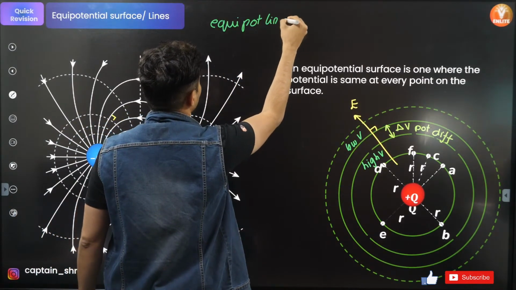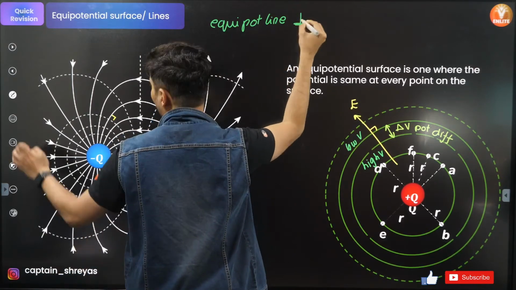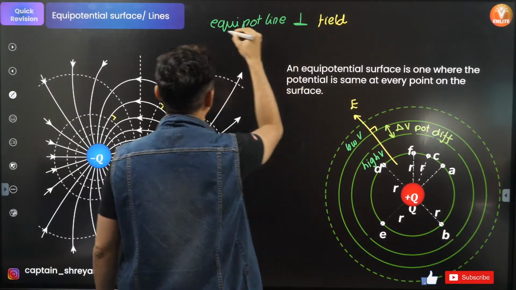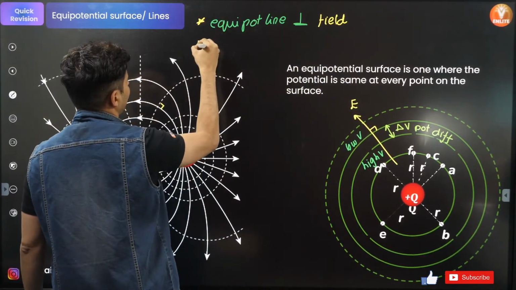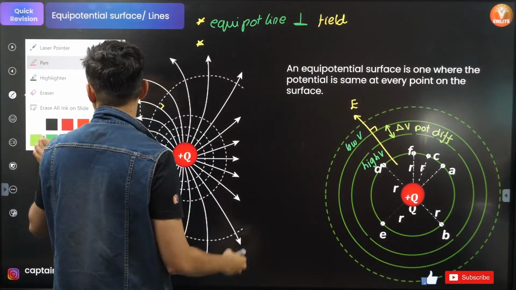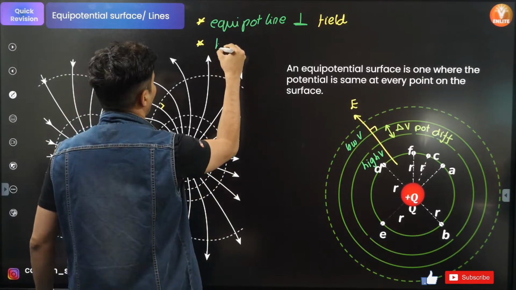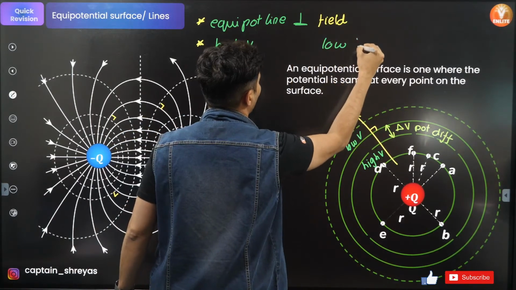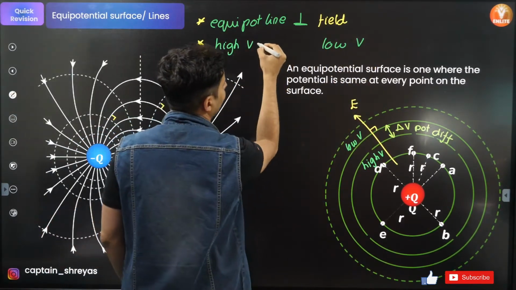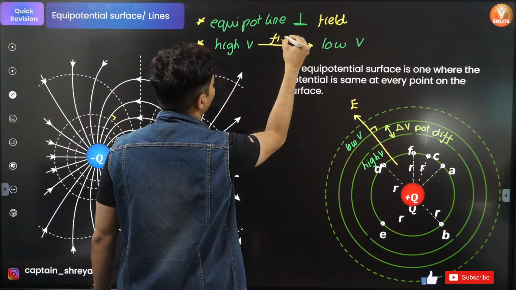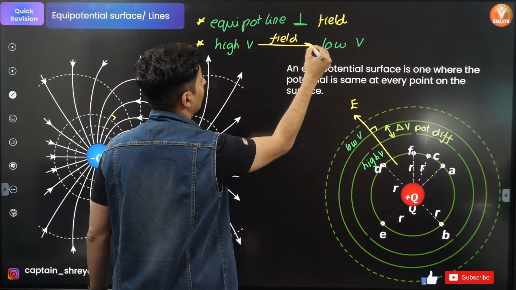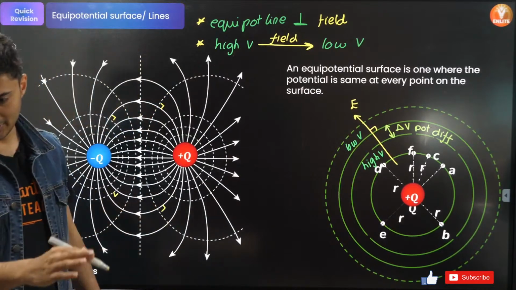Equipotential line or surface is always perpendicular to the field line. This is one important characteristic. The second important characteristic is if I have high potential and if I have low potential, then you will always see electric field line travels from high voltage towards lower voltage. This is always going to be true.